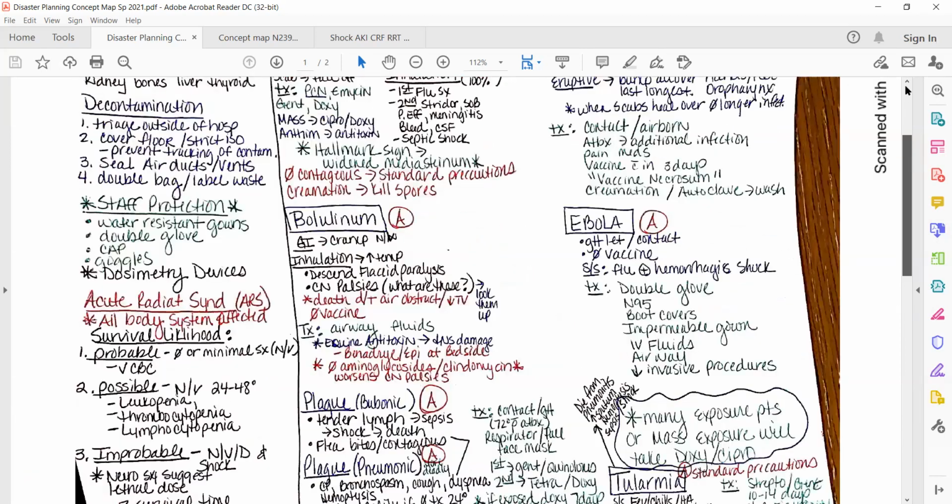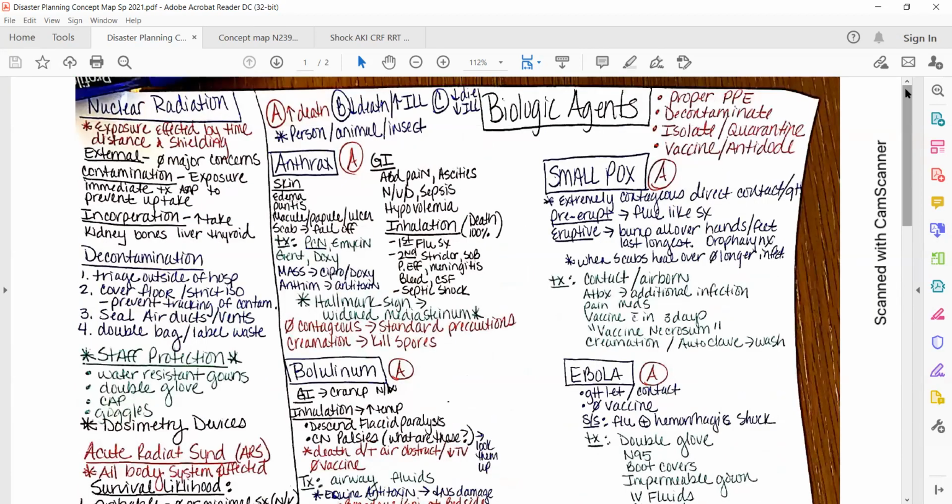If we talk about nuclear radiation, they're exposed to some kind of radiation, and we have to be thinking time and distance, okay? So we have to shield, and this is why we talk about shielding when you guys take your patients to x-ray or for a CAT scan, right? We're shielding you from nuclear radiation. So external radiation exposure, no major concerns. Contamination, that means exposure, immediate treatment ASAP to prevent the uptake, okay?